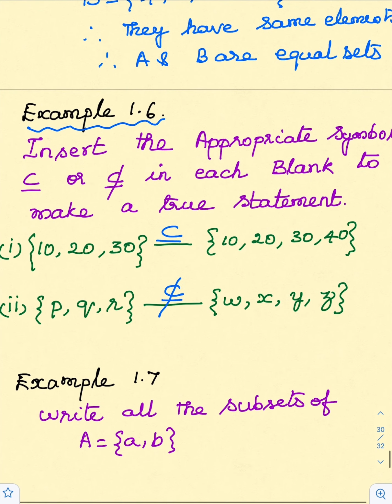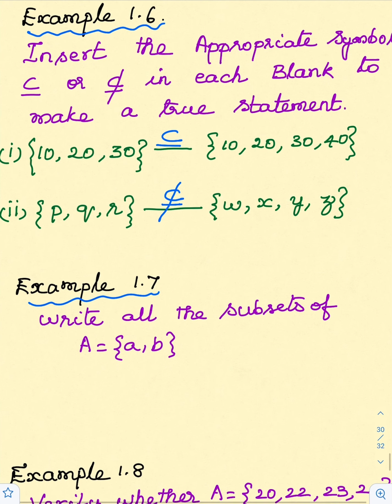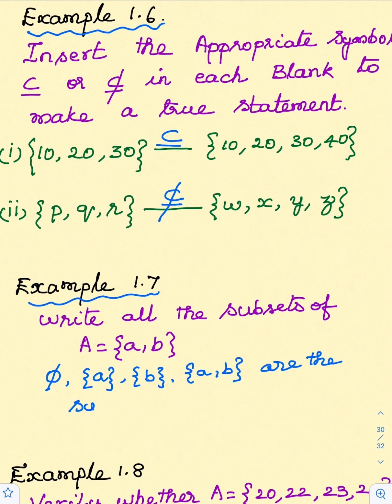Next we go to example 1.7. Write all the subsets of {a, b}. You see that A has two elements, a, b. So all the subsets. First we start with the empty set phi. Next the single element set with a as an element. Next the single element set with b as an element, and {a, b}. So the empty set, the set with the element a, the set with the element b, and the set with both the elements a, b are the subsets of the given set A.